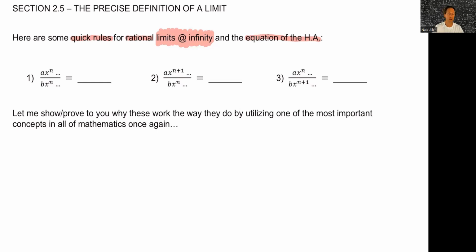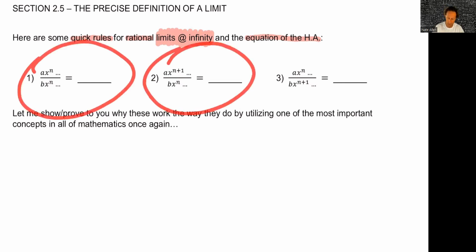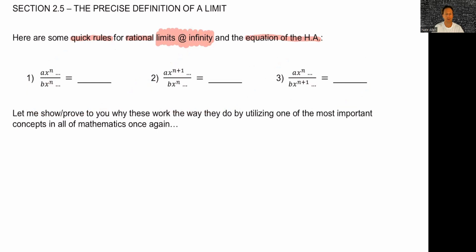Well, let me prove to you guys what these are by showing you and introducing something that I've mentioned a few times in this class, and a lot in other courses that use it even more, but one of the most important concepts in all of math, and that is multiplying by a fancy one. Let's start with the first one, no pun intended.